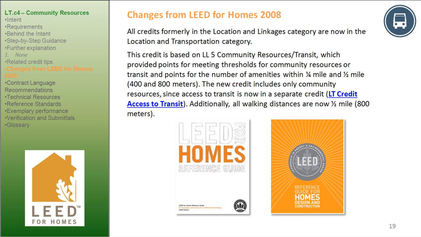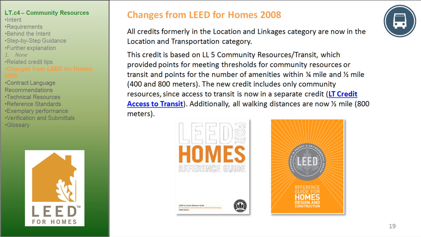Changes from LEED for Homes 2008. All credits formerly in the Location and Linkages category are now in the Location and Transportation category. This credit is based on LL5 Community Resources or Transit, which provided points for meeting thresholds for community resources or transit and points for the number of amenities within 1/4 mile and 1/2 mile or 400 and 800 meters.